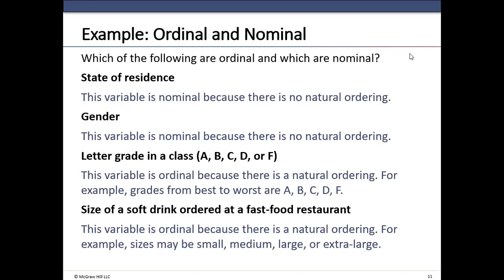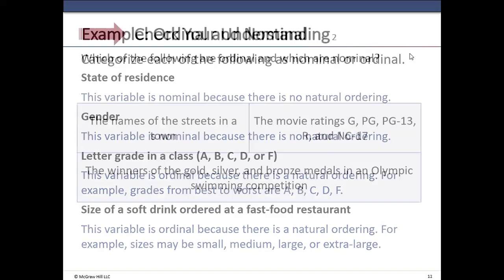Which of the following are ordinal and which are nominal? State of residence, there is no order, so it is nominal. Gender variable is nominal because there is no natural ordering. Letter grade in a class, of course, there is an order, so it is ordinal: A, B, C, D, F. Size of a soft drink, small, medium, large, extra large, order, so it's ordinal.